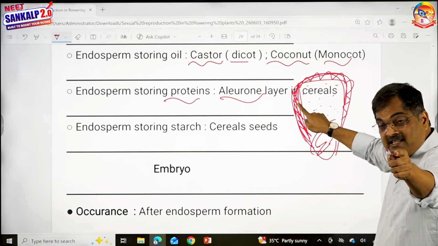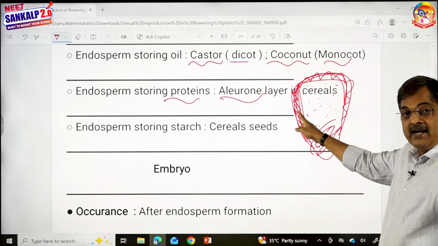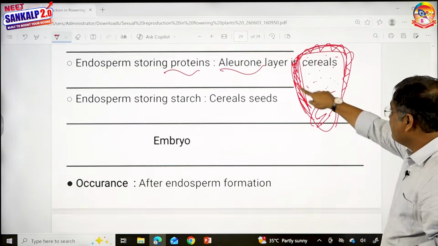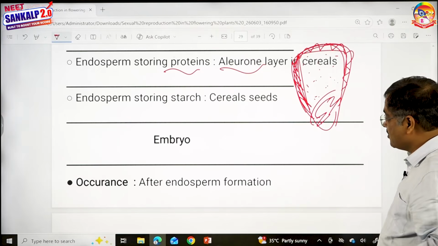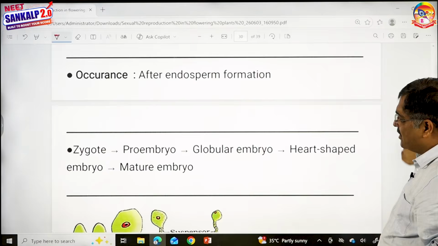Gibberellins are synthesized in embryo and they move to the aleurone layer. Within the aleurone layer, they synthesize alpha amylase, we discussed, that migrates to the starch part and converts them into maltose. Embryo. After endosperm formation, embryo occurs.